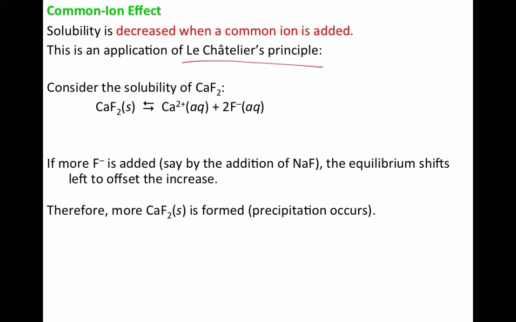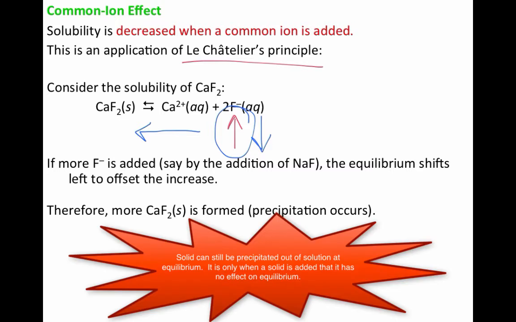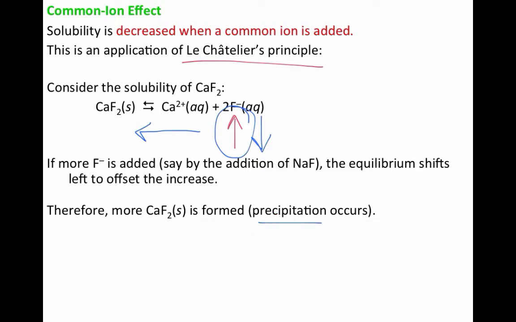If more F- is added, so if we add more fluoride ions, say by adding sodium fluoride, the equilibrium will shift to the left to offset that increase. So we added more fluoride ions, and in order to offset that, we need to use those back up, which means it will shift to the left, and more calcium fluoride solid is formed, which means precipitation occurs. Remember, precipitation is formation of a solid, so if we have too many fluoride ions, it will shift left to use those fluoride ions back up, and more calcium fluoride is formed.